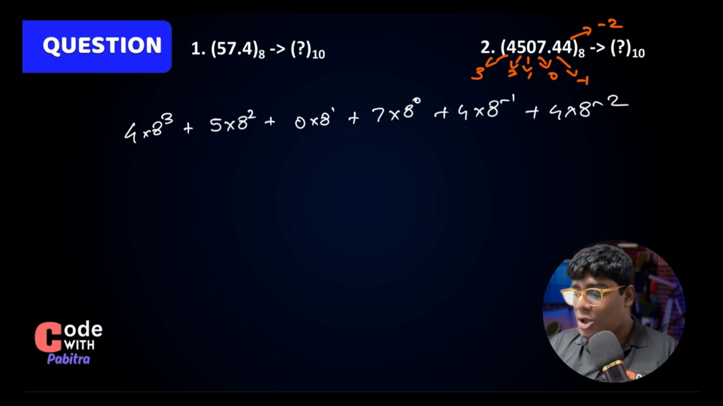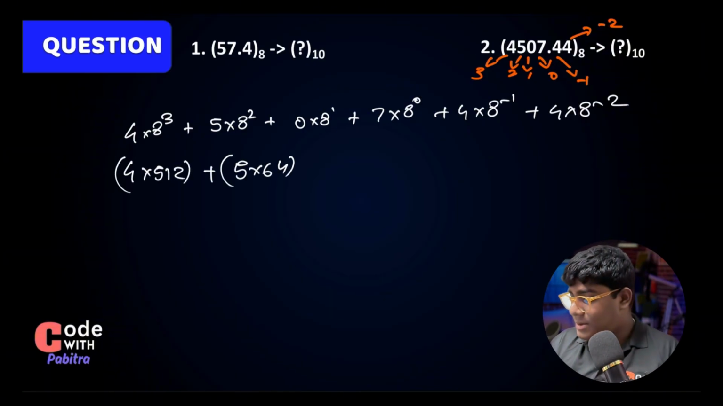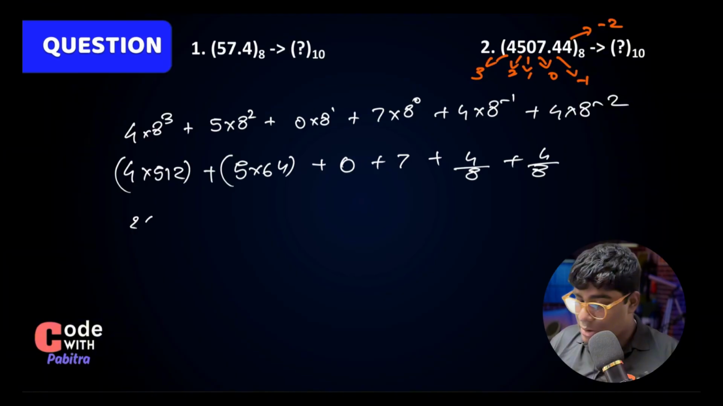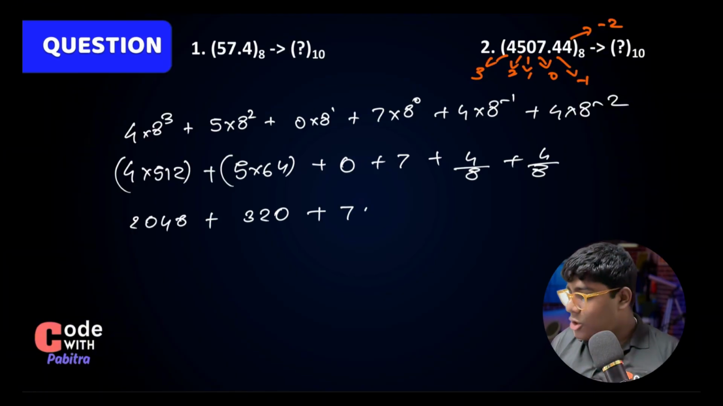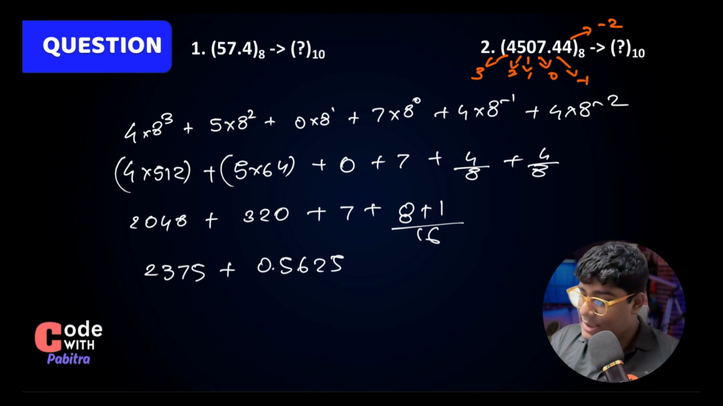So we get 4 into 512 plus 5 into 64 plus 0 plus 7 plus 4 by 8 plus 4 by 64. So this is our answer in decimal form.